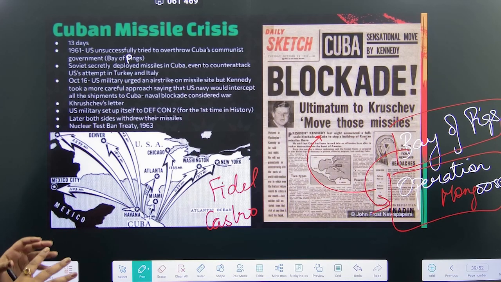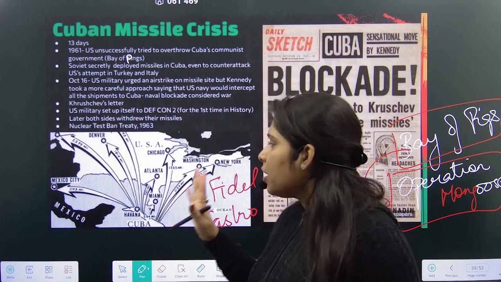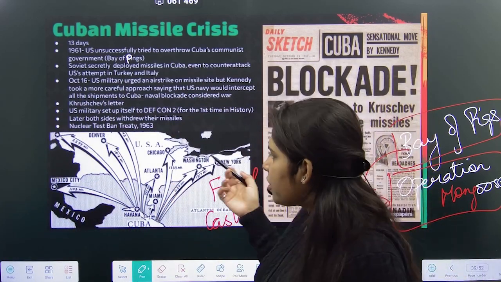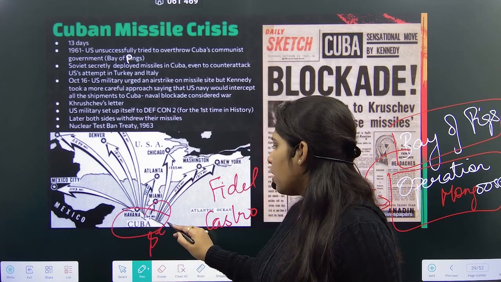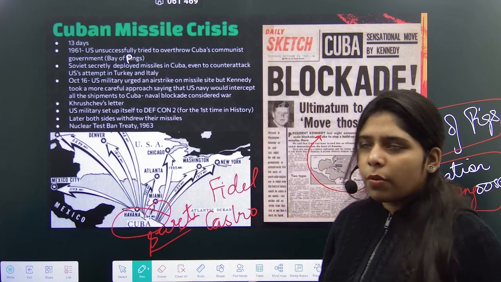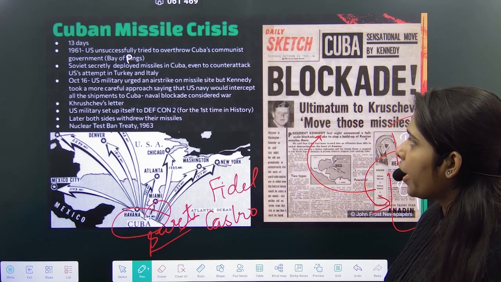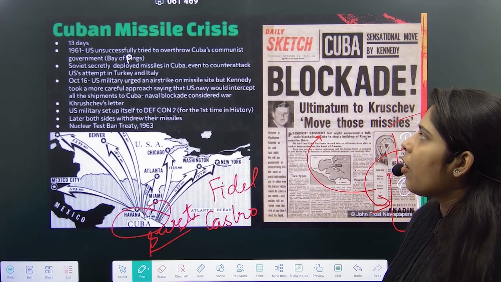Okay, so now both sides knew that missiles were properly set up. But while the missile setup was going on, the US did not come to know of it. It was a very secret operation. Okay, so Nikita set it up very secretly. On October 16, the US military decided to launch an airstrike on Cuba.